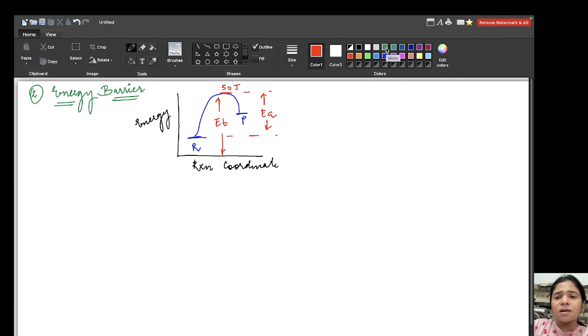Now suppose the molecules were already having 10 joules of energy. How much more energy is needed to reach till here? 40, right? So this 40 will be the energy of activation. Product energy can be anywhere. It can be here also, it can be below also. If it is below, it means energy is released, right? Energy has come down. So if it's below, it's exothermic. If it's above, it is endothermic.